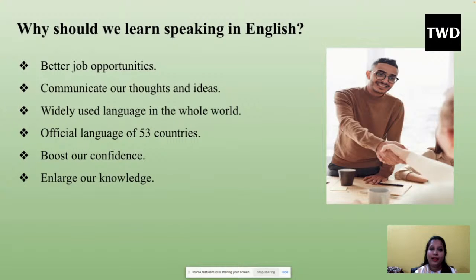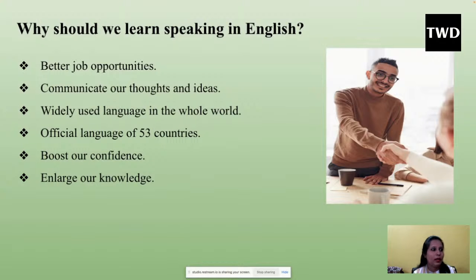Communicate our thoughts and ideas. Sometimes we have so many thoughts and ideas in our mind, but we are not able to go and convey them to our managers. Why? Because we don't know this language. We don't know how to communicate. Maybe our manager doesn't know our mother tongue, or maybe it is not a rule to talk to your manager in any kind of mother tongue. Yes. So it becomes very important for you to know how to talk in English. The moment you know how to talk in English, you'll be able to convey your ideas and your thoughts to your manager, to your seniors.